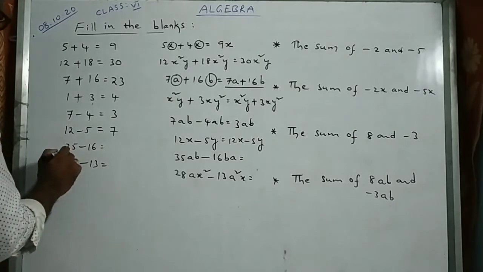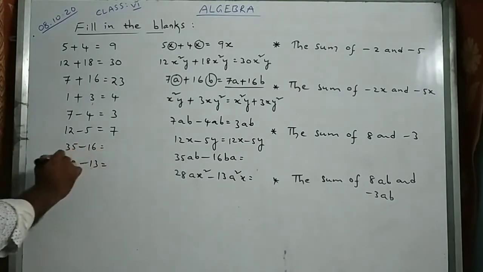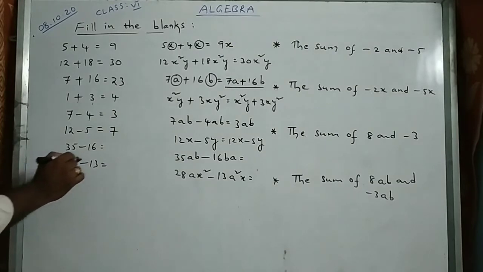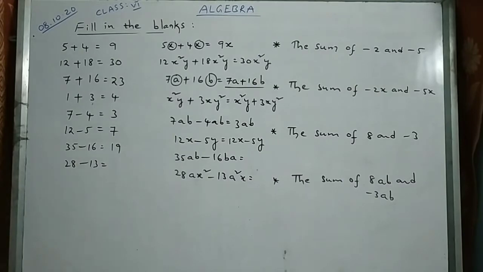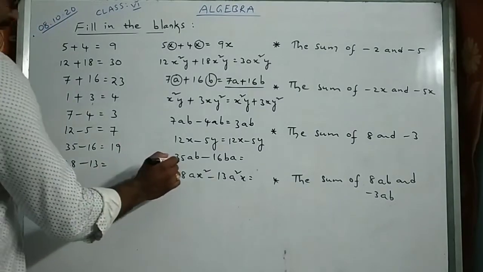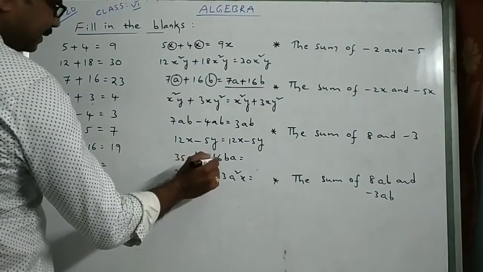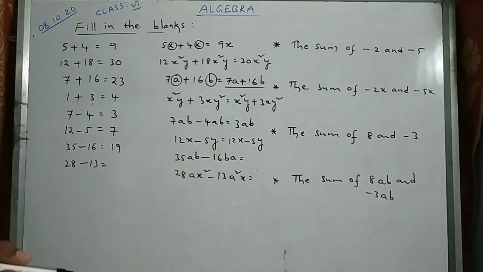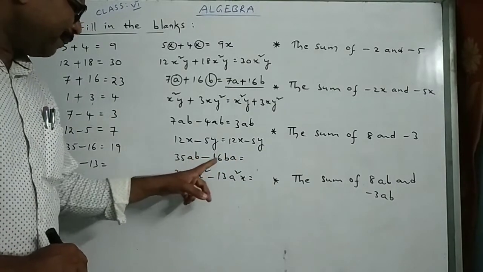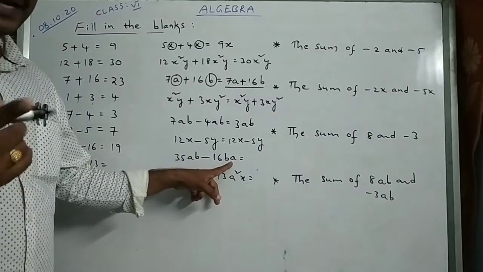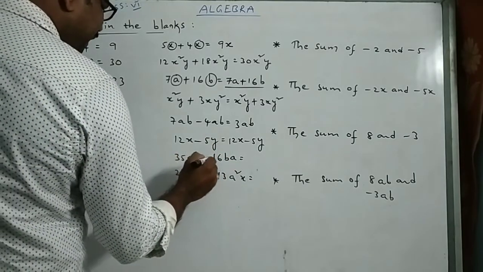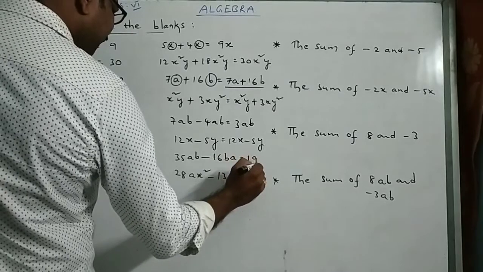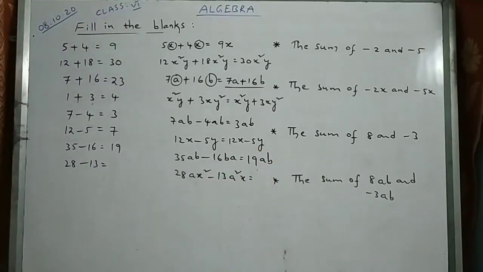Okay. 35 minus 16. How much? 19. Plus 19 or minus 19? Plus 19 only, because 35 is bigger. Here you see 35AB minus 16BA. Are they like terms? Yes, you are right. AB and BA both are the same. So they are like terms. 35AB minus 16BA can be simplified. 19AB we can write.